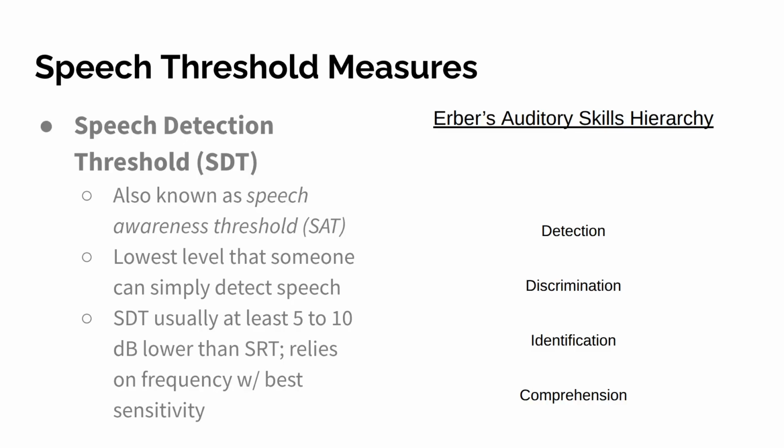So these are Erber's auditory skills hierarchy. This is good to be aware of in general: detection, discrimination, identification, and comprehension, going from the lowest auditory skill to the highest. For speech threshold, we typically use detection, which is the lowest auditory skill, and identification, which is synonymous with recognition, which is the second to highest auditory skill.